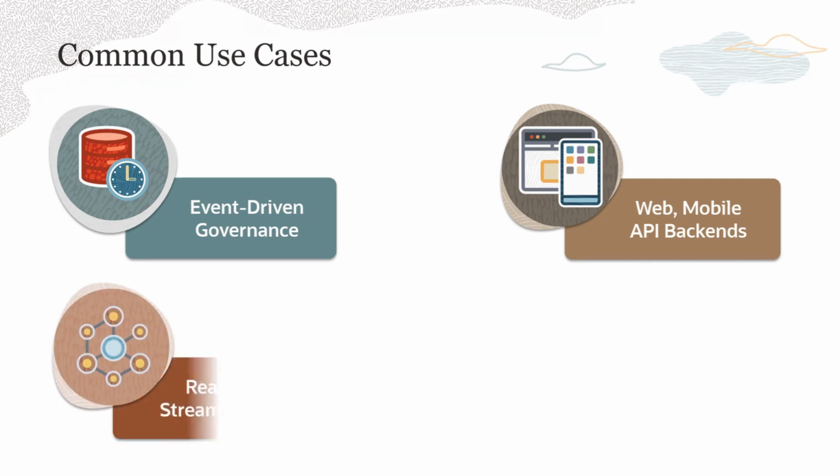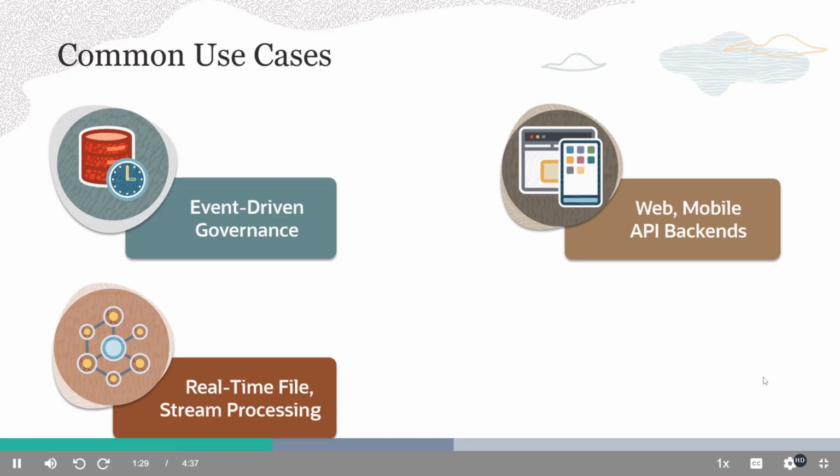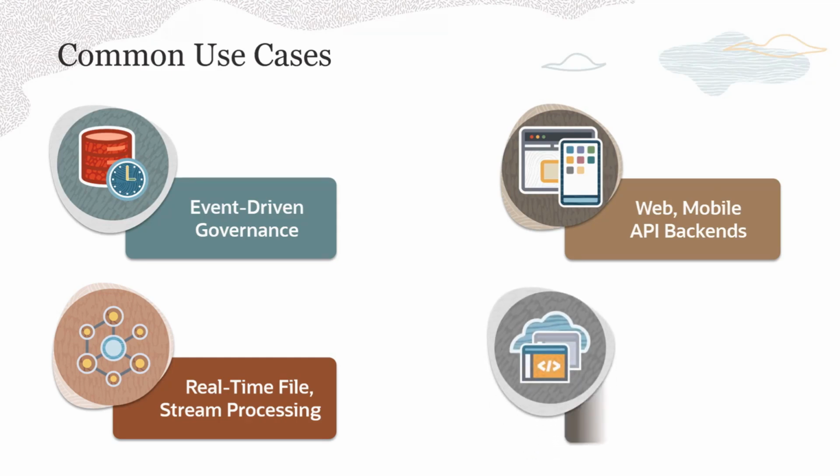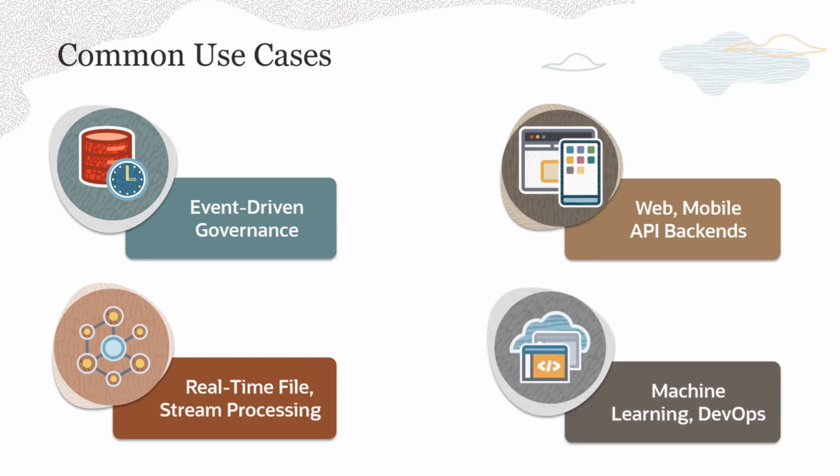The third category is real-time file and stream processing. For instance, data might be uploaded to an object storage bucket or streamed via a Kafka-compatible service. This event could trigger a function to process the data and take appropriate action, such as analyzing the data and storing it in an autonomous database. Functions also find applications in machine learning, DevOps, and other areas.